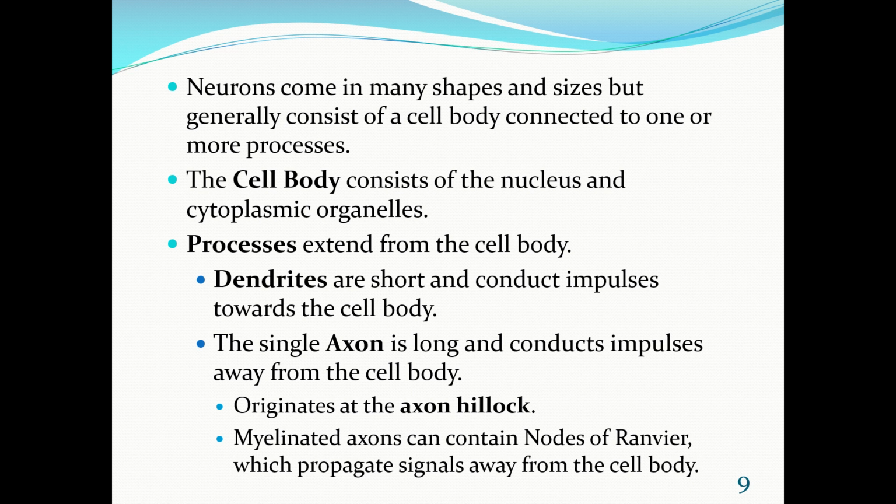Neurons come in many shapes and sizes, but generally consist of a cell body connected to one or more processes. The cell body consists of the nucleus and cytoplasmic organelles. Processes extend from the cell body. These include dendrites and axons. Dendrites are short and conduct impulses towards the cell body. The single axon is long and conducts impulses away from the cell body. The axon originates at the axon hillock, and that's where the action potential is going to be propagated. And then myelinated axons can contain nodes of Ranvier, which will propagate the signal or action potential away from the cell body.